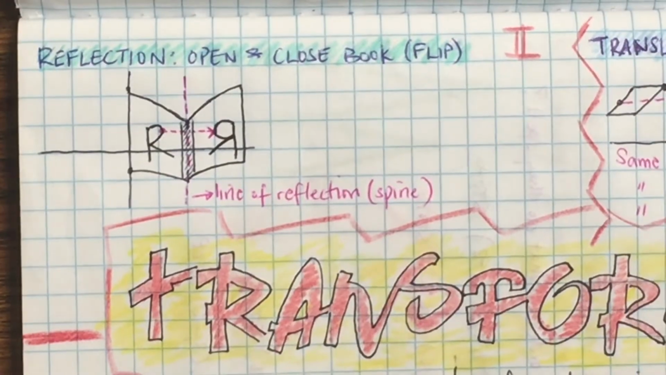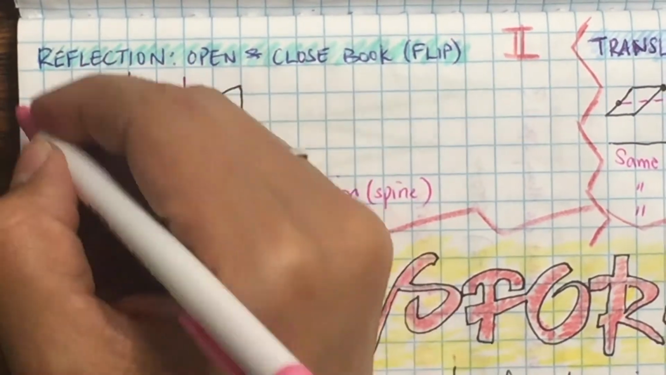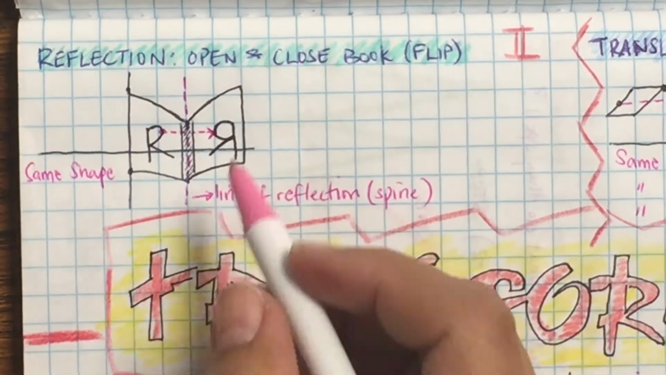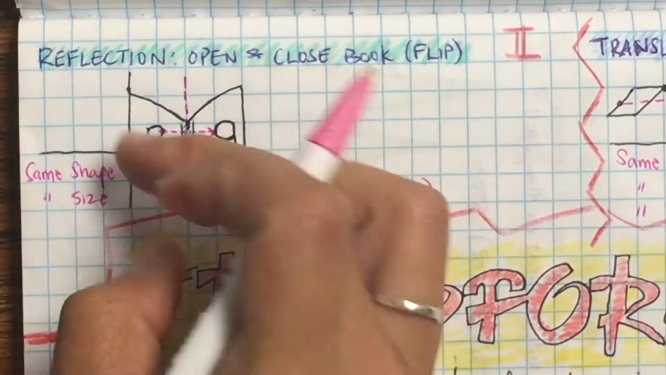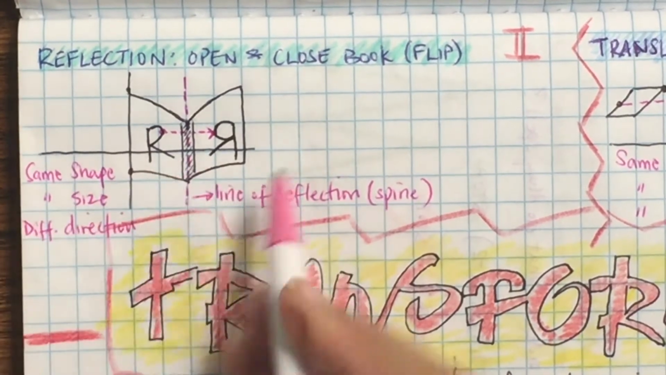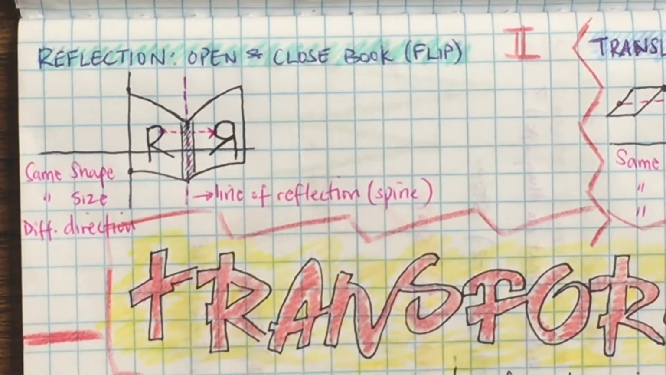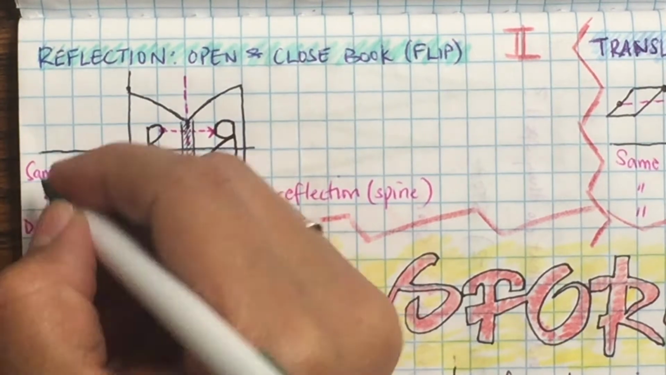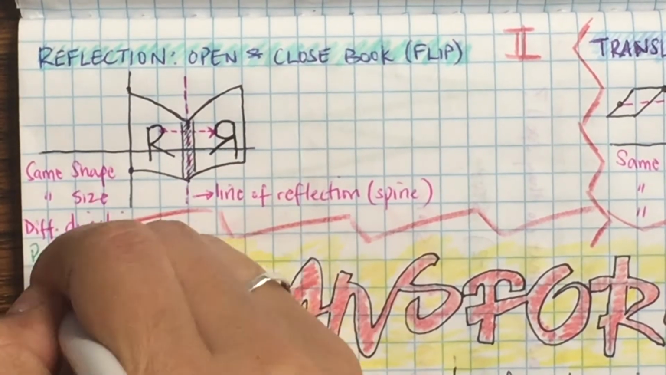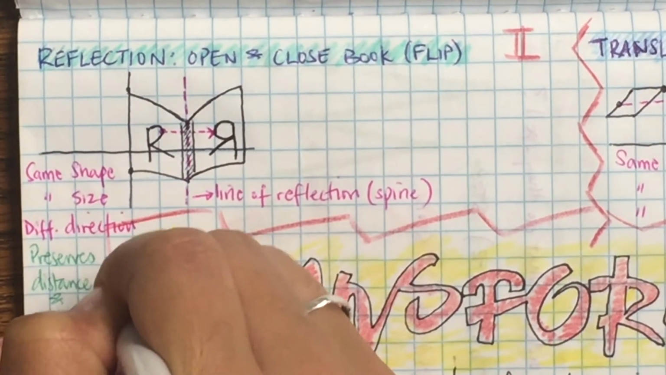Alright, so what else do you know? Well, it has the same shape. It is the same size. It's just in a different direction because you can see it's flipped. So that means it preserves the distance and the angle measure of the shape, because it's the same shape, same size. This is a listening check. Go ahead and color preserve distance and angle measures.